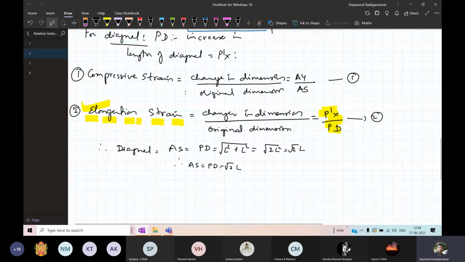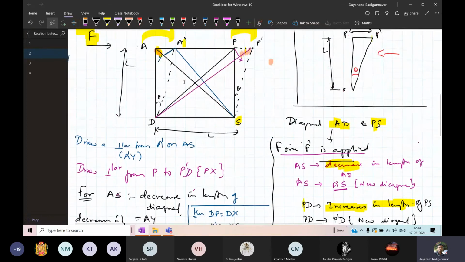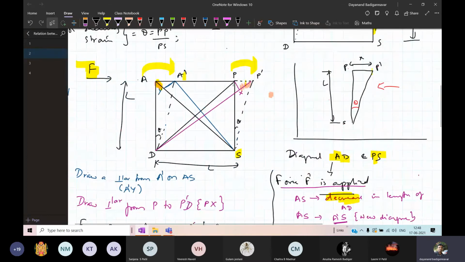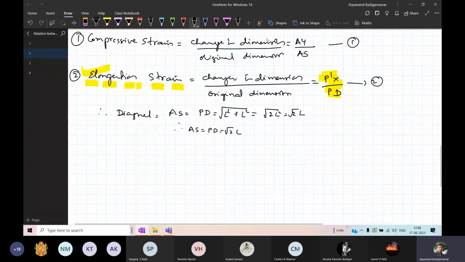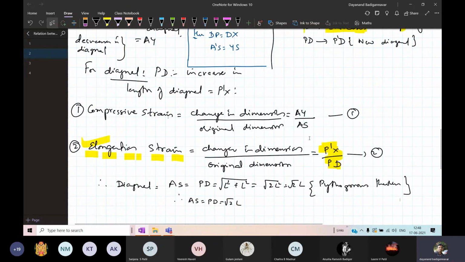Okay. Now look here, this is a right angle triangle. DPS will form a right angle triangle. Similarly, DESP will form a right angle triangle. From that you can calculate the diagonal. So this is the way I can calculate the diagonal from the Pythagoras theorem. You can easily do the calculation.